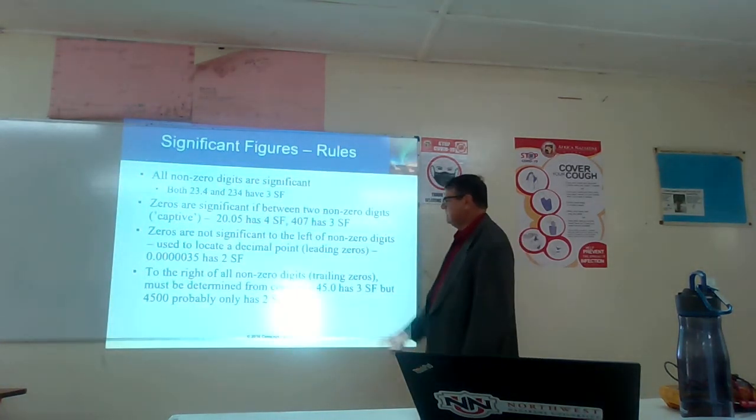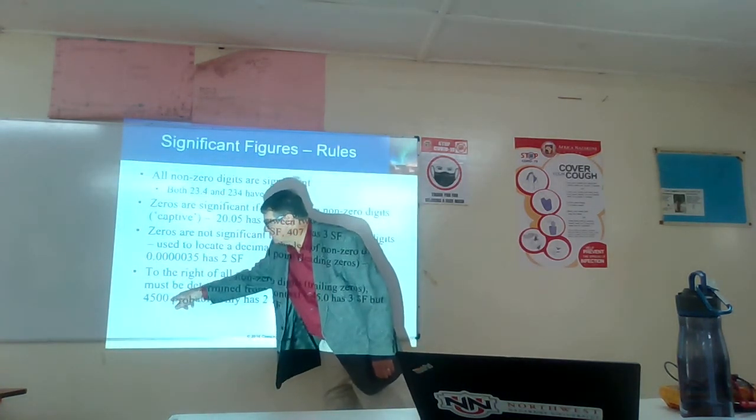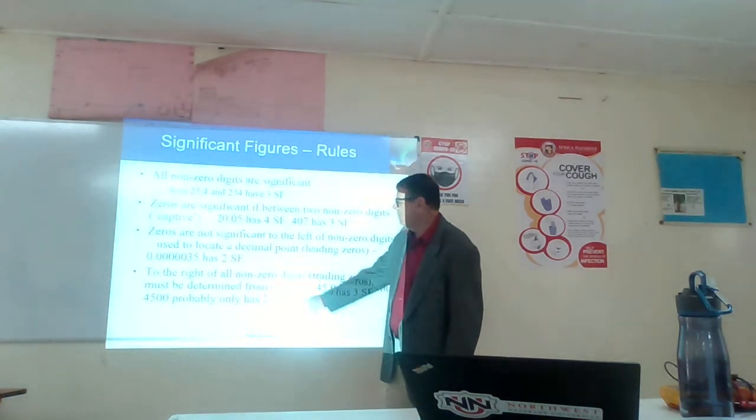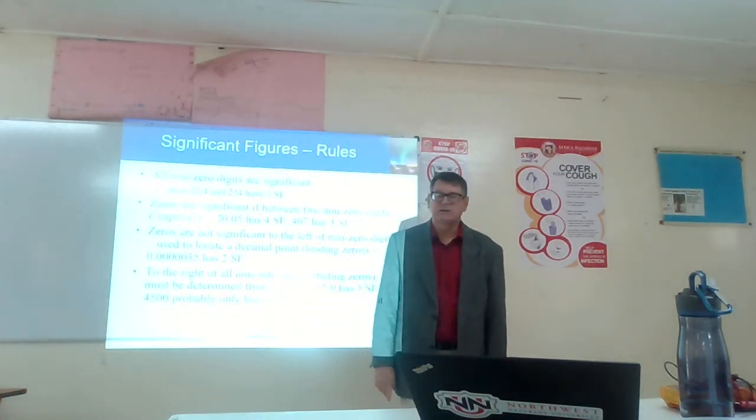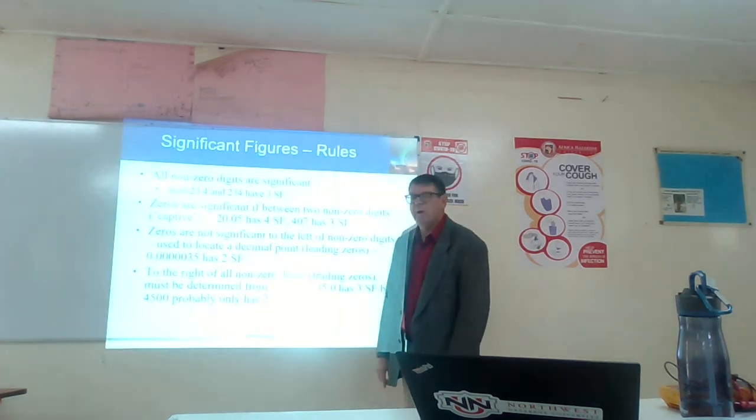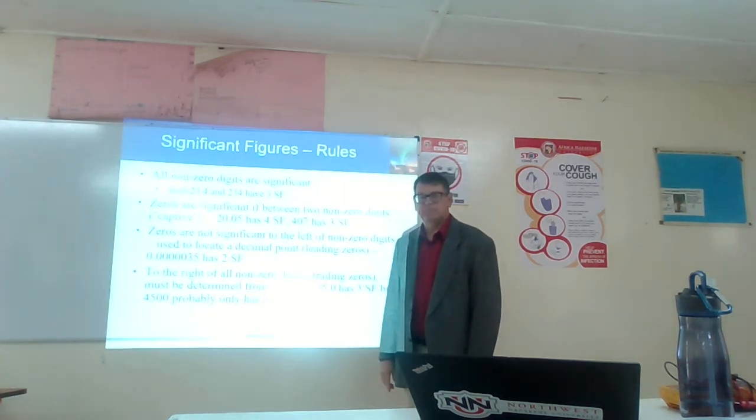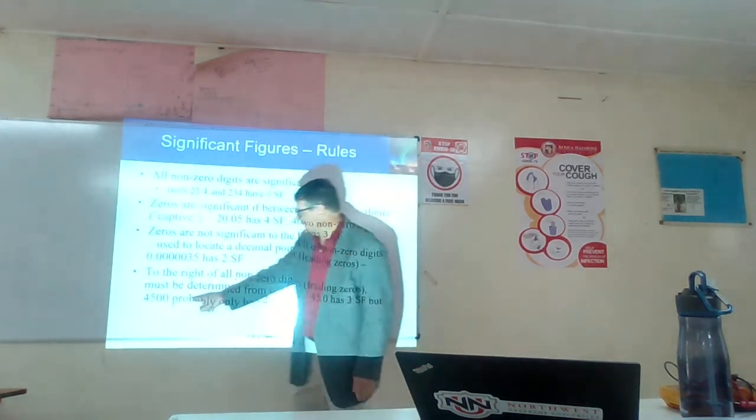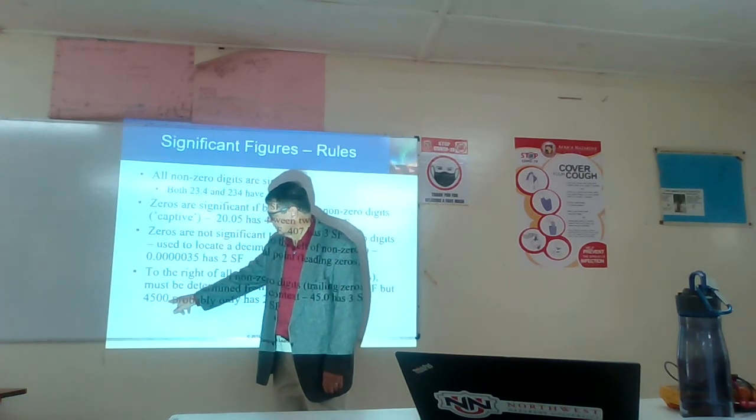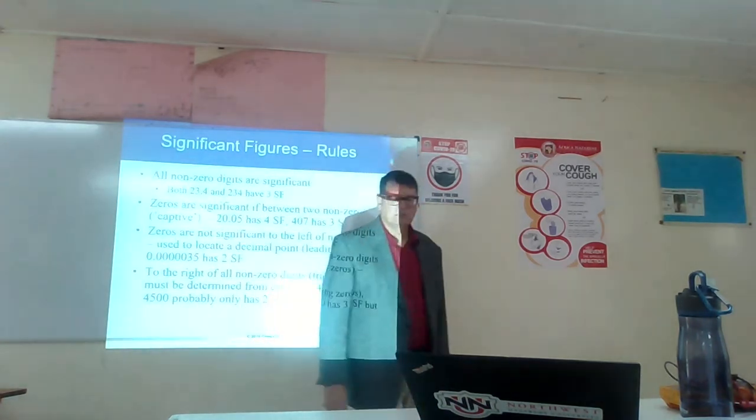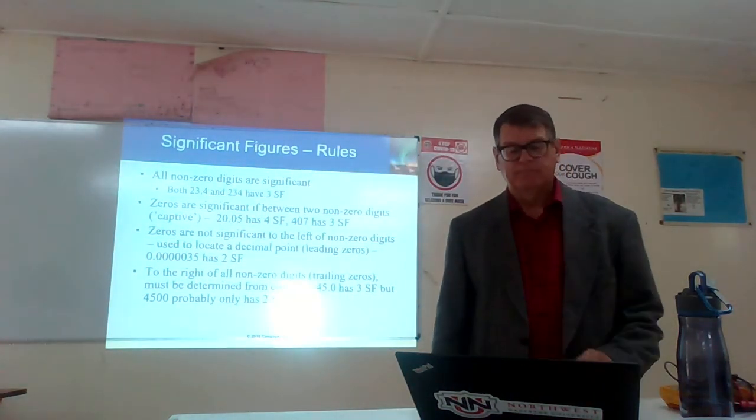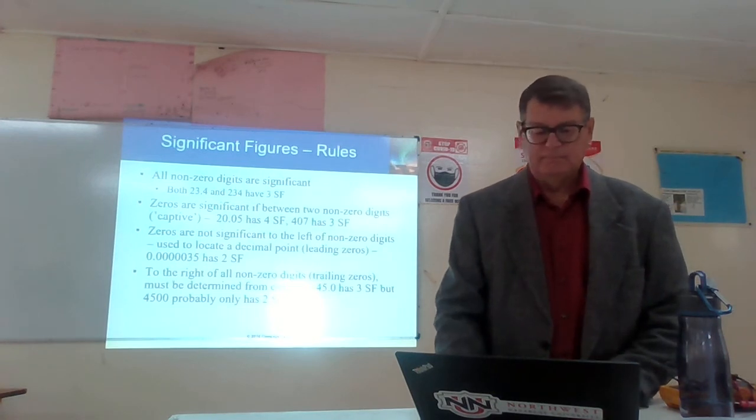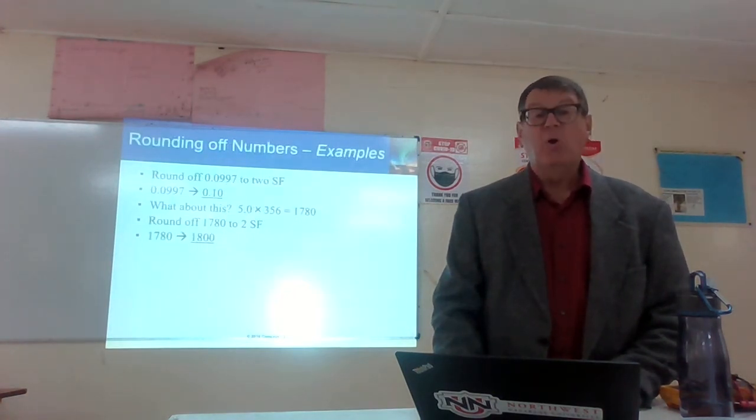And then to the right of non-zero, like these two right here, these two zeros are probably not significant either. It's a little hard to tell. If you wanted to make them significant, if your measurement was really accurate, you would deliberately put a decimal point right here. And that decimal point would make that into four significant figures. But probably it only has two. All right, rounding. You all know how to round, so I'm not going to teach you how to round.